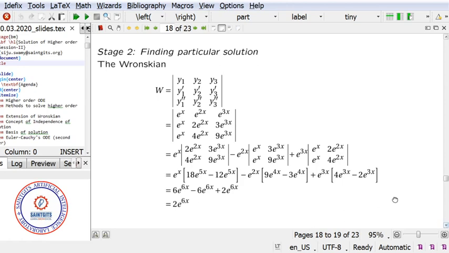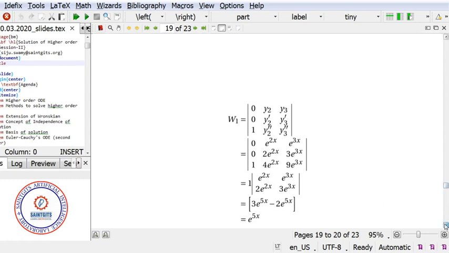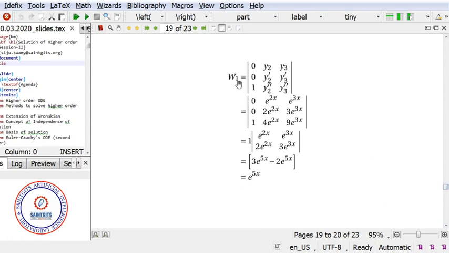Now we are going to find W1. W1 is actually obtained from W. The change is in only the first column. We first replace the first column by 0, 0, 1. Thus, that column contains 1 in the last position: 0, 0, 1. Then we fill y2, y3, y2 double dash, y3 double dash, and so on.